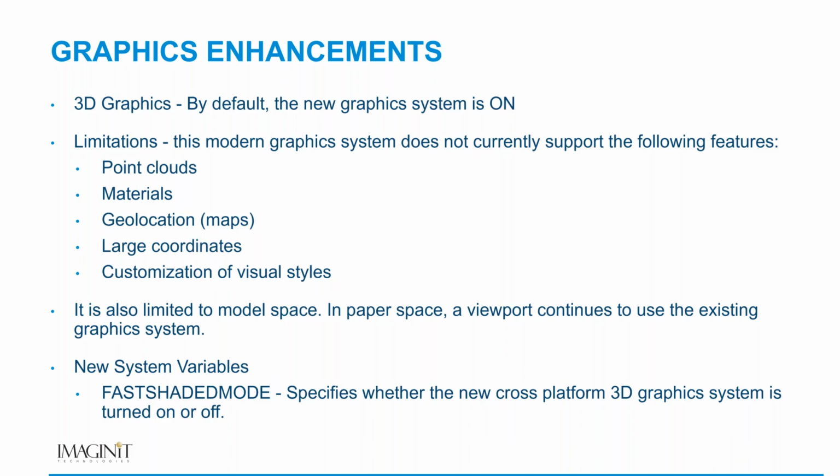Those of us that use Civil 3D means that this 3D graphics, number one, we're never in 3D graphics. Number two, it's not going to be something we need. So we need to actually go in and say fast shaded mode and turn that off so that we're using the old school 3D graphics as opposed to the new one. That's an important piece to know, and it is, again, limited to model space only. Paper space of viewport continues to use the existing graphic system. They have not introduced anything with point clouds or LiDAR tracing in the base AutoCAD.